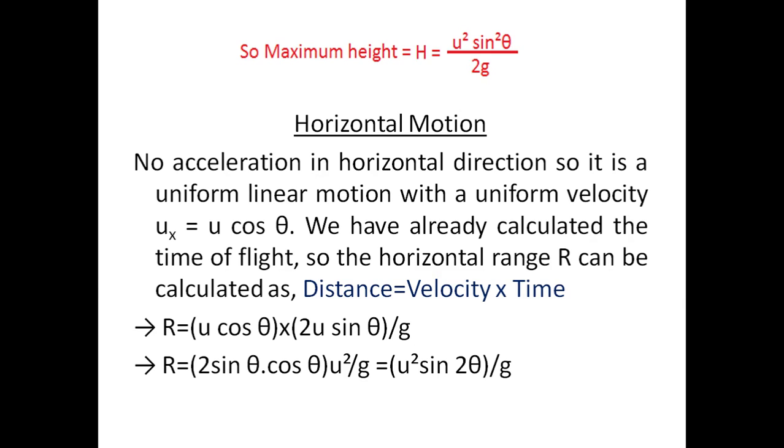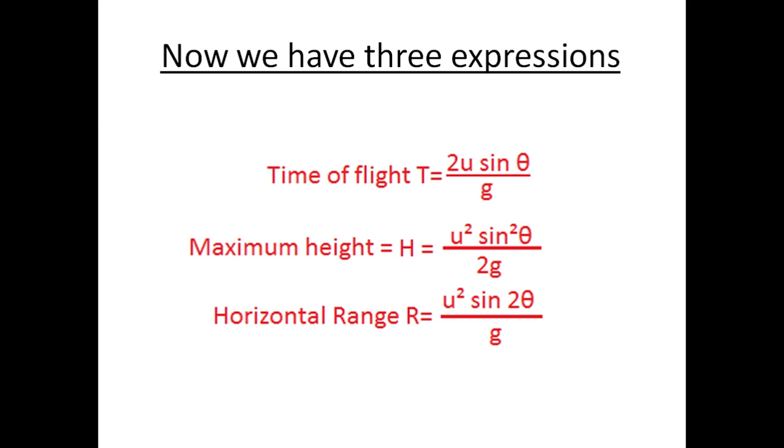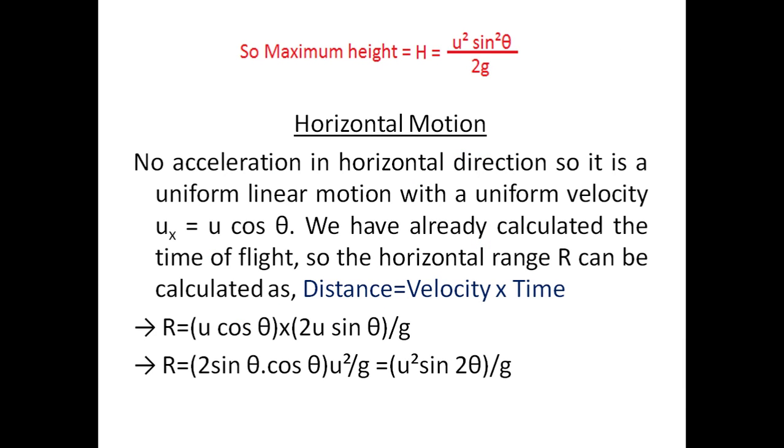Now third is horizontal motion. No acceleration in horizontal motion, so it is a uniform linear motion with a uniform velocity ux equal to u cos theta. We have already calculated the time of flight, so the horizontal range r can be easily calculated as distance equal to velocity into time. R equal to u cos theta into 2u sin theta by g. That gives r equal to 2 sin theta into cos theta into u square by g, and we get r equal to u square sin 2 theta by g.